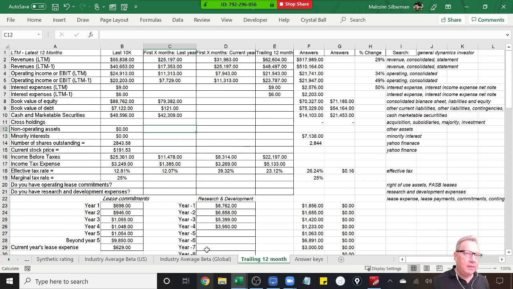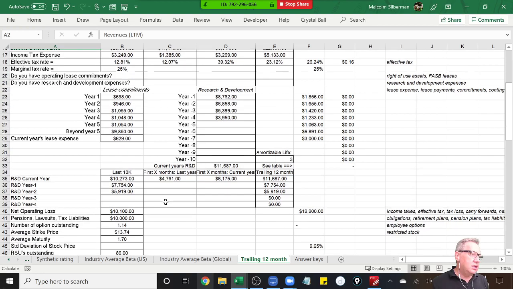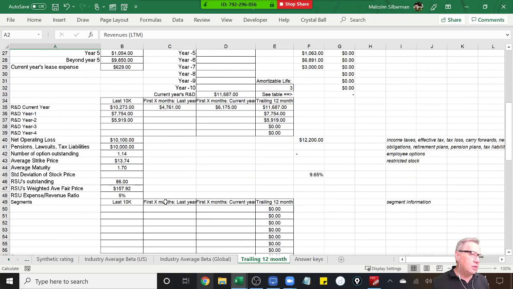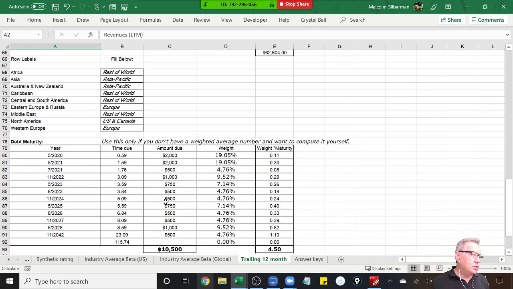So what we're going to do? You can see that it doesn't require a heck of a lot of data to do a valuation. Essentially, this is it here, and then you've got some lease information, R and D. What's D? Revenues last 12 months minus one? Yeah, we're going to get into that shortly. So hold your horses.